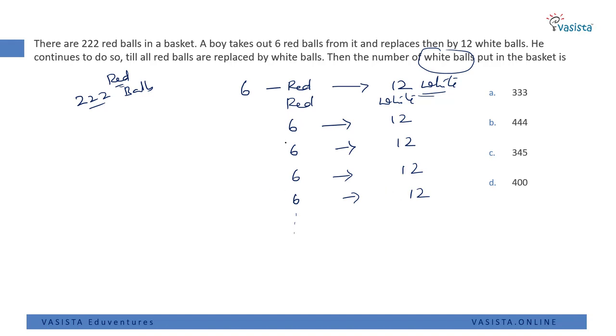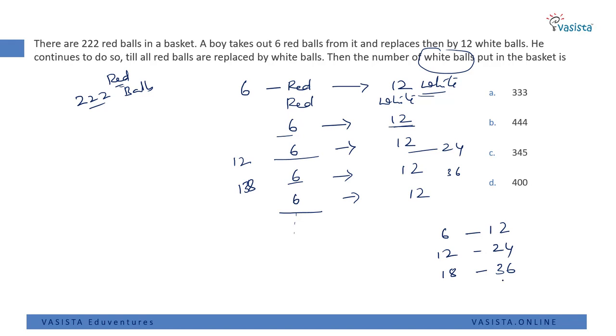Here, what happens: if it is 6, it becomes 12. If it is 12, it becomes 24. If it is now 3 times 6, that is 18 red balls, then 12 into 3 is 36 white balls. So what you can observe here: 6 becomes 12, 12 becomes 24, and 18 becomes 36, as well as 24 becomes 48. So by observing here, it is doubling. 6 2s are 12, 12 2s are 24, 18 2s are 36, 24 2s are 48.